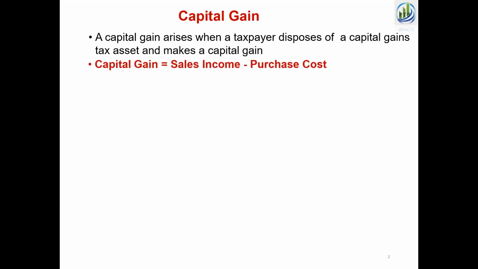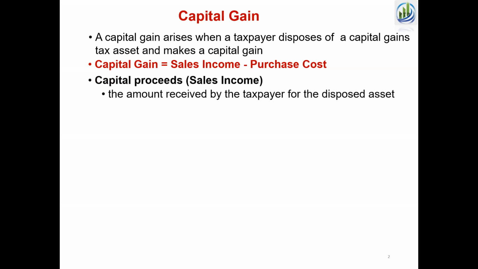I'll start with your normal accounting terminology. Capital gain equals the sales income, you sell some capital property, right, minus your purchase cost. That's in our normal accounting terminology. You purchase an investment property for $500,000 and you sold it now for $700,000. So your gain will be 700 minus 500, which is $200,000. That $200,000 you should add with your assessable income. That's called capital gain.